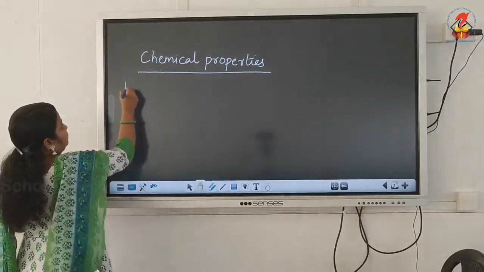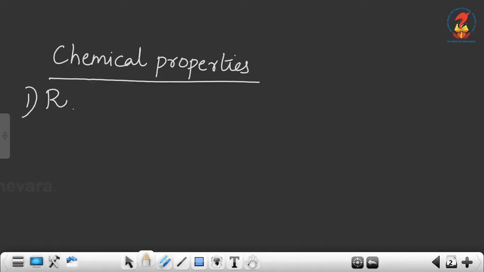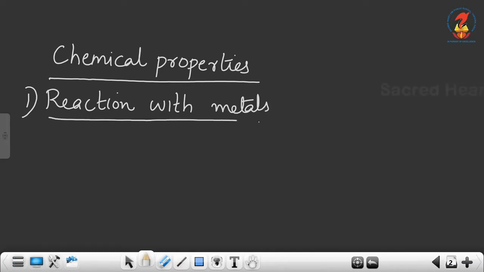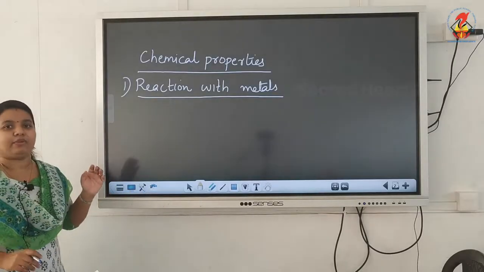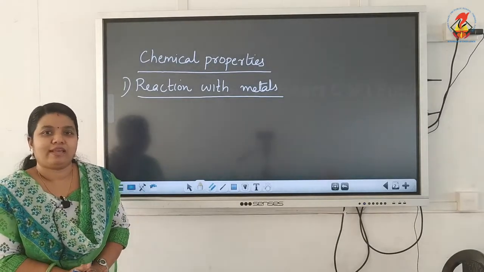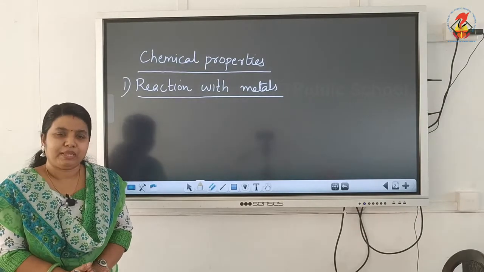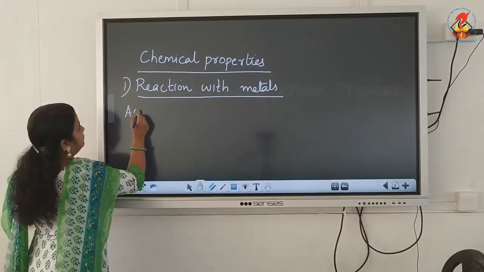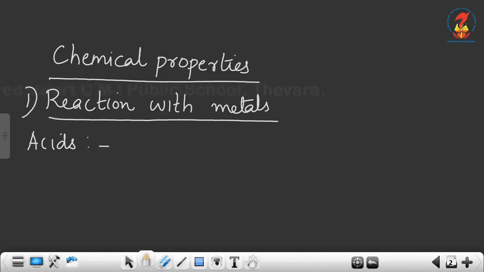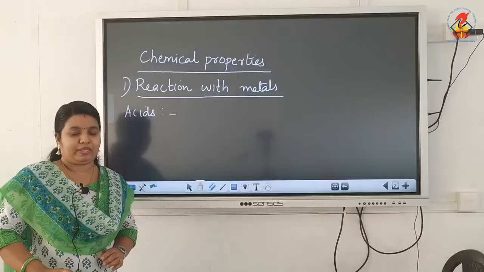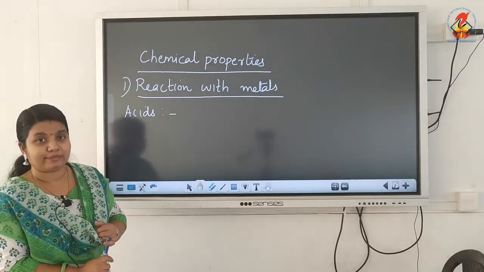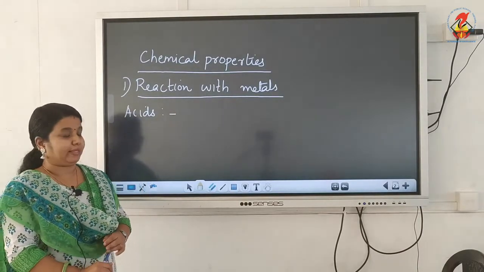First one is reaction with metals. We will see how acids and bases react with metals. Let's start with acids. How acids react with metals. Separately we have to see how acids react with metals and how bases react with metals.